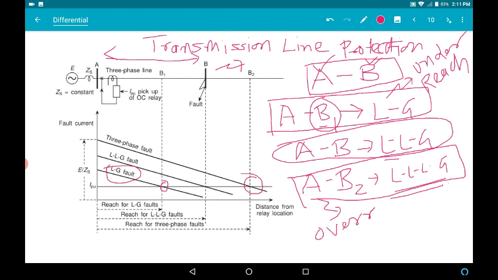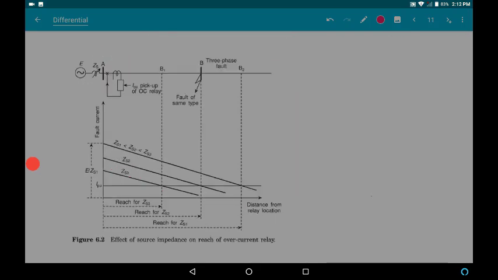Why overreach? Because the relay was supposed to operate only from point A till point B, but now it is going beyond and operating till B2. This is also not a good criterion because we don't want the relay to operate beyond point B. So this problem arises in a transmission line whenever the type of fault changes with the distance, the current also changes, right? This is one problem. We'll see some more problems.